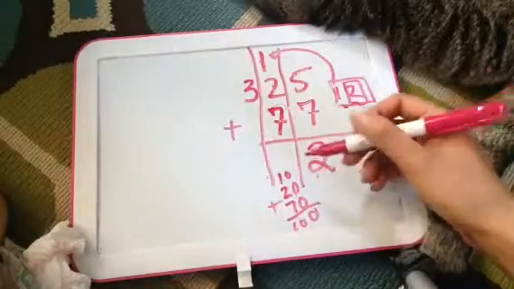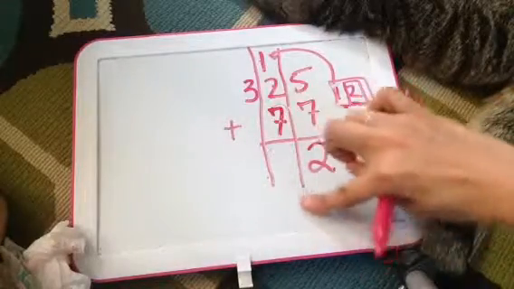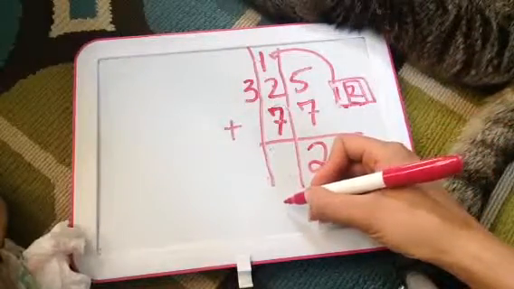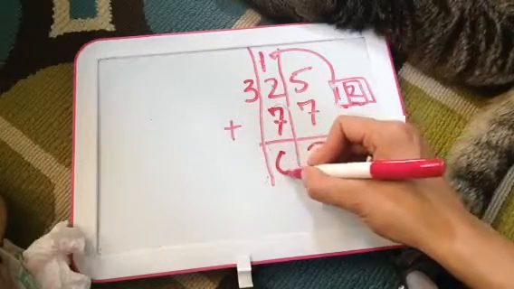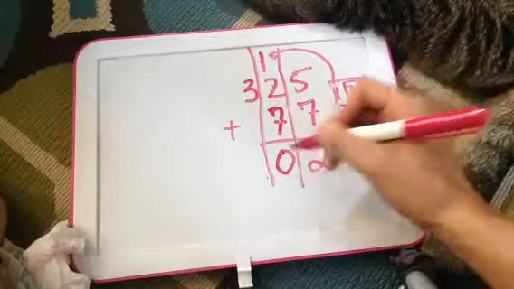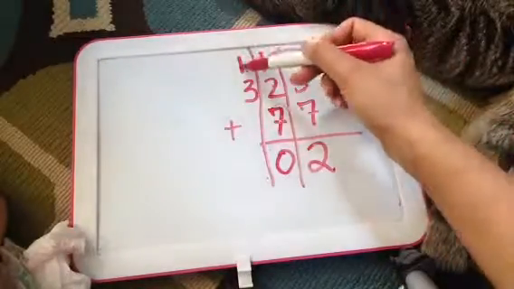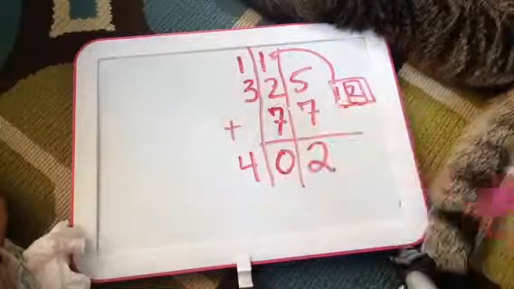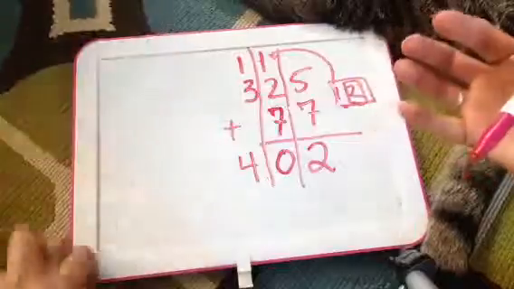So you're going to take that 0 from the tens place and put it here. And then you're going to carry your 100. 100 plus 300 is 400. So we're going to learn this and we're going to review it.